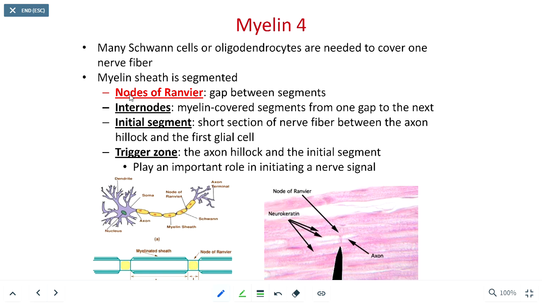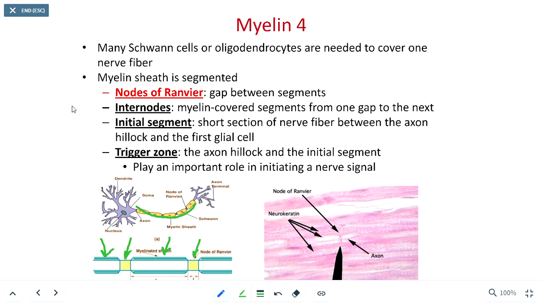Now, as we're looking at the Schwann cells and the oligodendrocytes, we need lots of them to cover one axon. One single axon can be up to 30 centimeters long. That's quite big. And as we're looking at this myelin, or these nerve fibers, we're going to have a myelinization point, and then we're going to have a little gap, and then another myelinization point, followed by another gap.